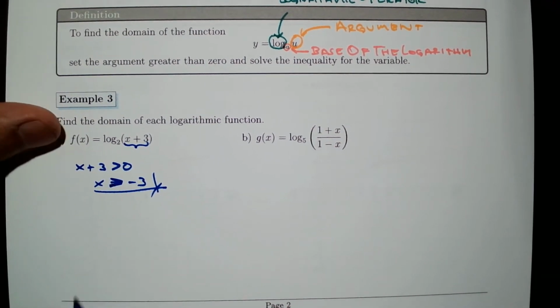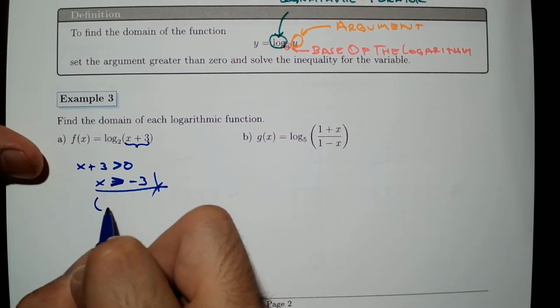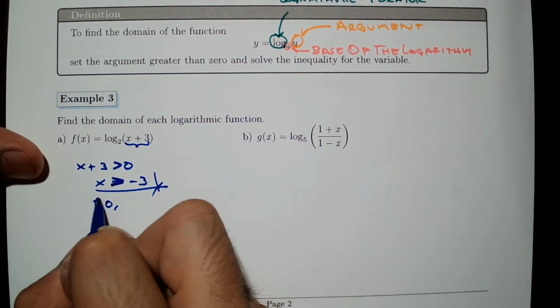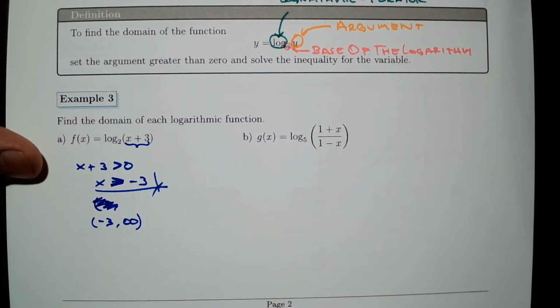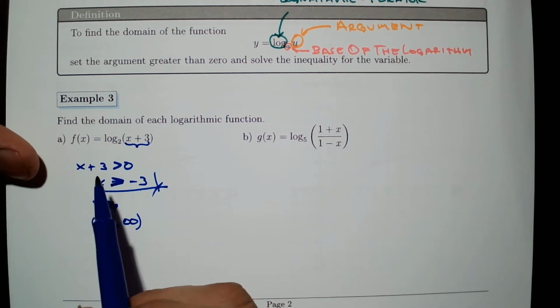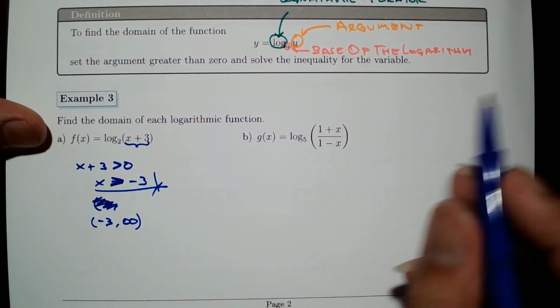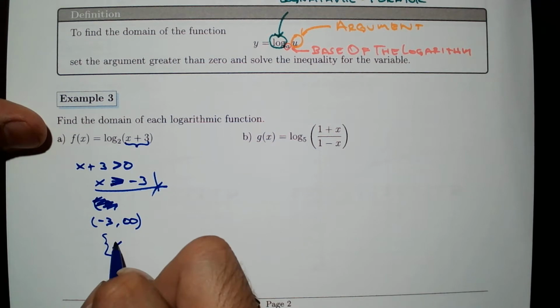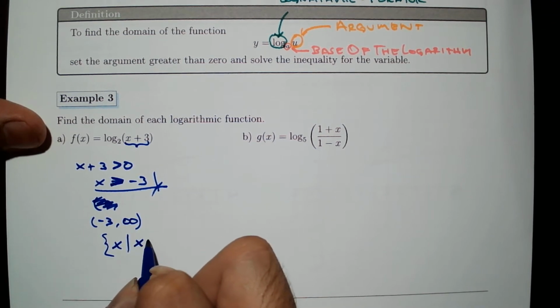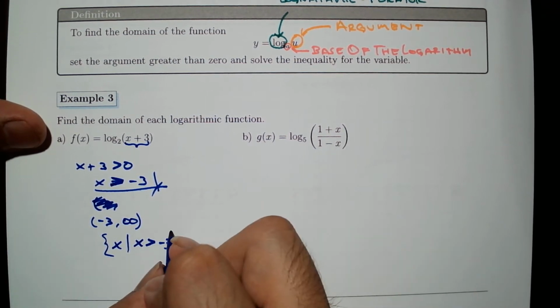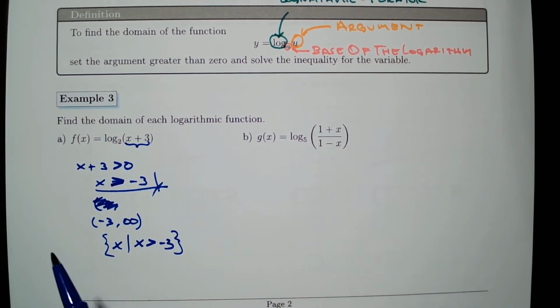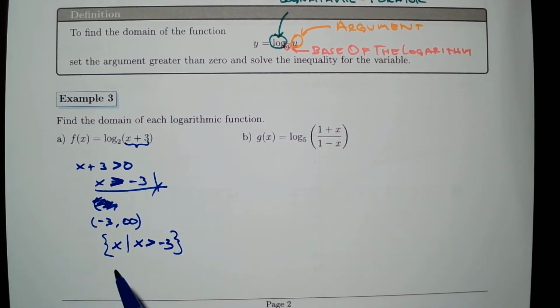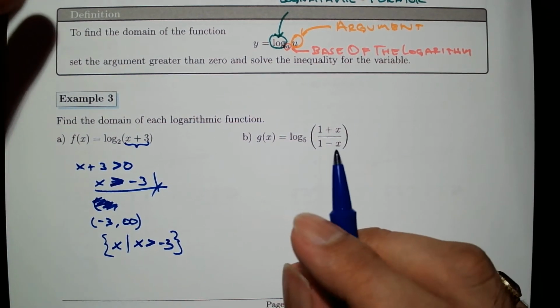All right, so let's write this using interval notation. It goes from -3 all the way to infinity. Okay, we're going to confirm this when we look at the graphs of this later in a couple of minutes. Of course, you might want to write this using set notation as well. You may be asked either or both, so it's important to be familiar with both types of notation.